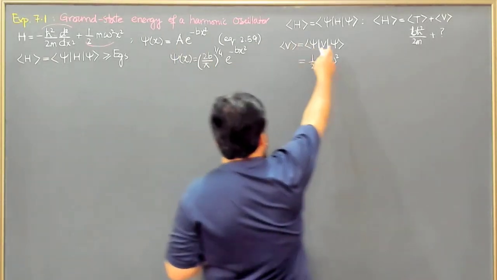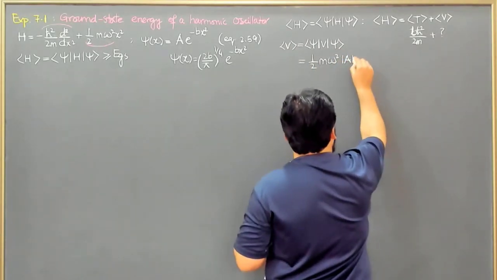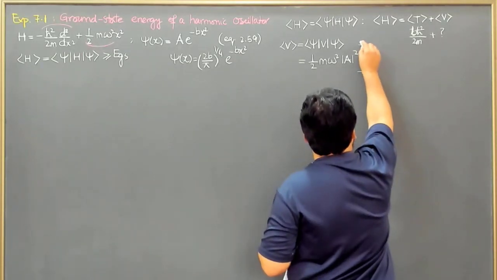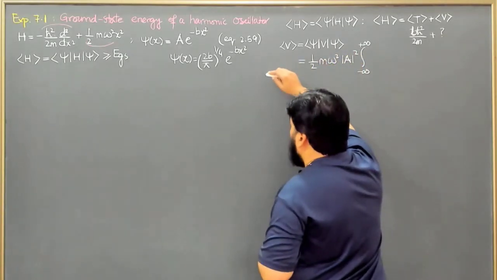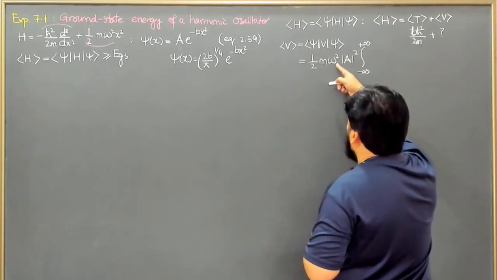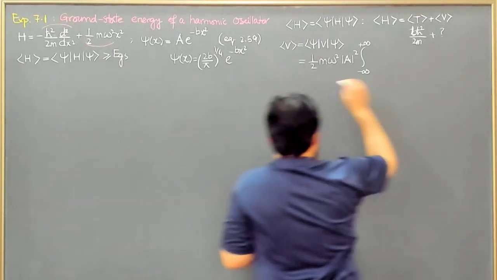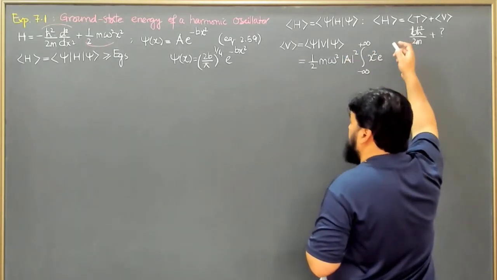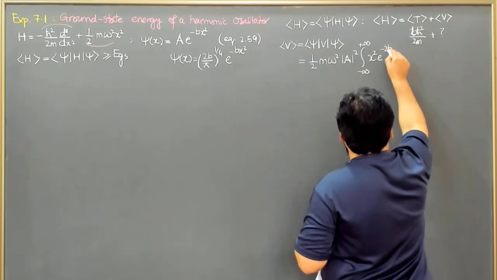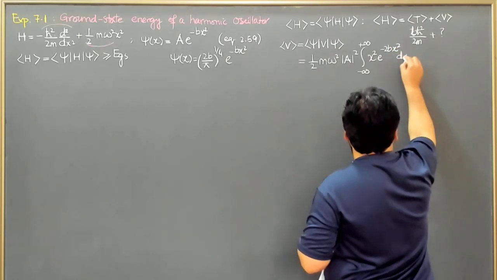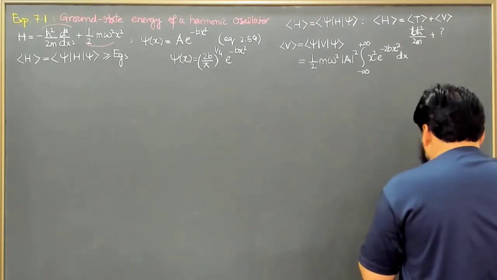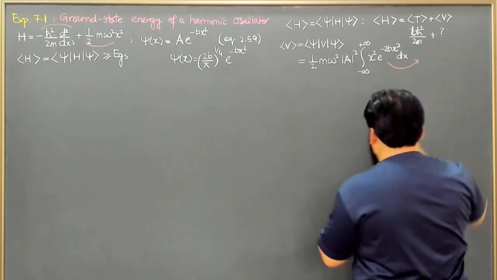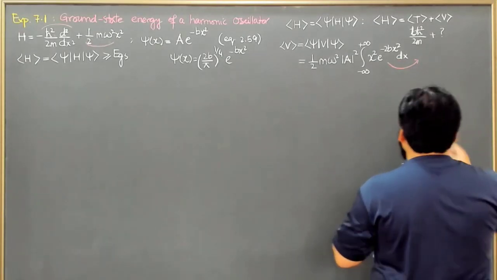So I have half m ω² coming out, and then A with the other side, so it will be |A|², and then the integration from minus infinity to plus infinity of x² times the exponential e to the power minus 2b x² dx. And this integration I have already found.